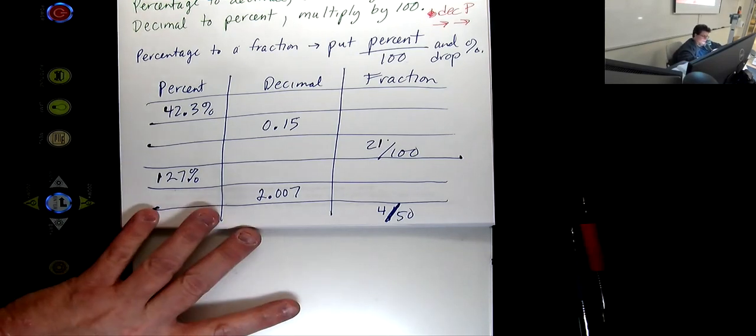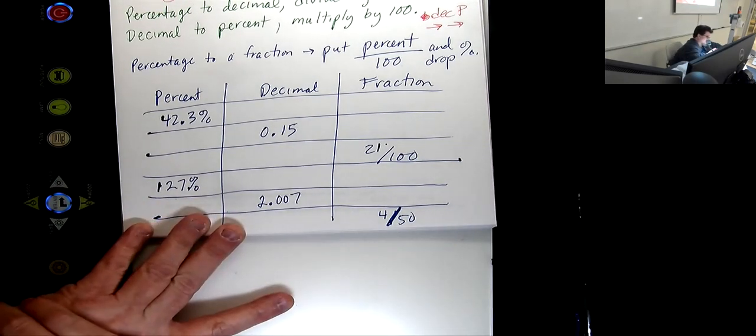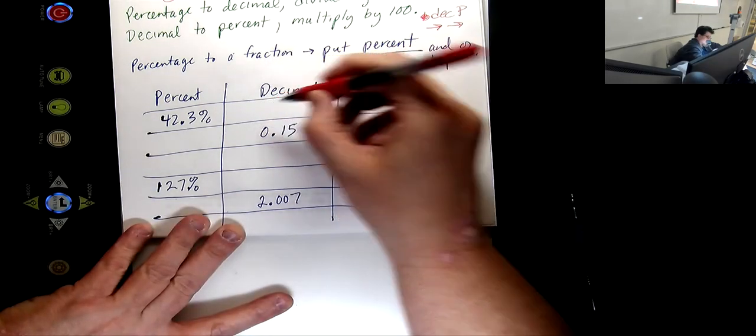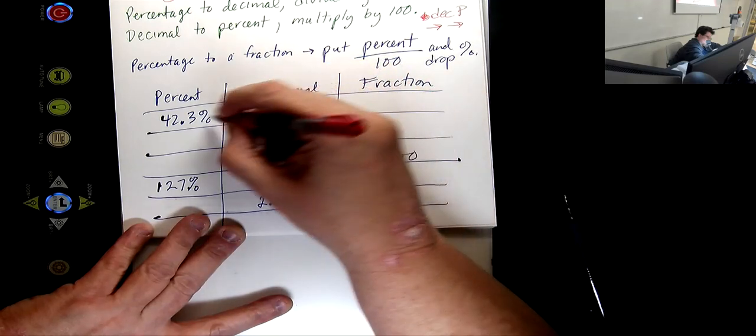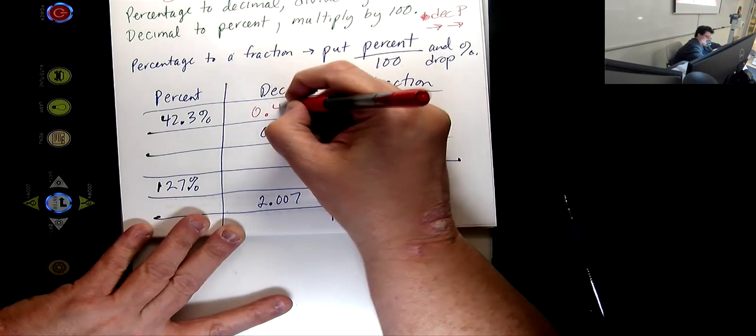All right, so let's just look at the percentage. If I want to go to a decimal, I can move the decimal point left 2 times. So this becomes 0.423.